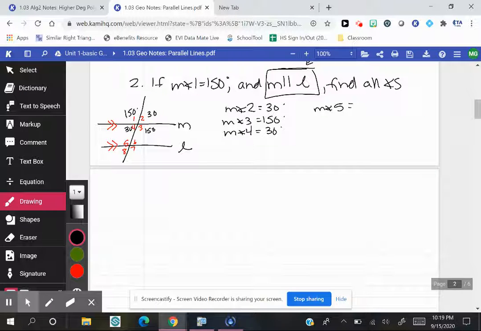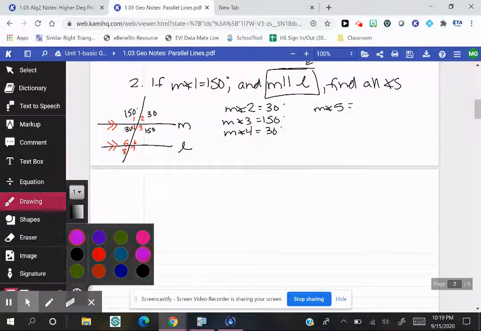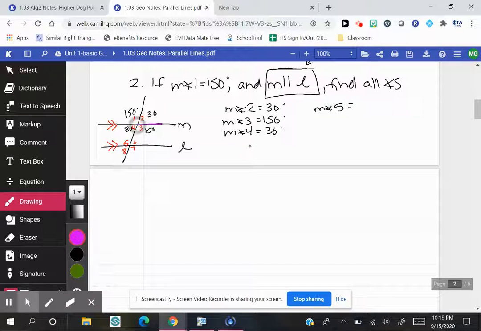To find angle 5, probably the most common method students use is alternate interior angles. So find that Z, trace it, and look for the armpits of the Z, or what's on opposite sides of the transversal and both inside the parallel lines. That would be equal to angle 3, so that's also going to be 150 degrees. For the measure of angle 6, you could use that it's a linear pair with angle 5, so they're supplementary, and 180 minus 150 gives us 30 degrees.